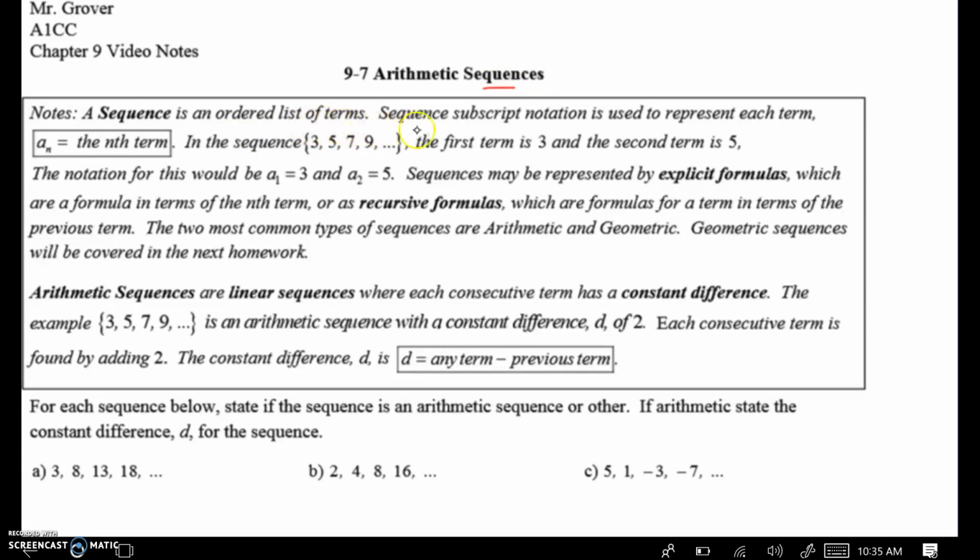It's an ordered list of terms that follows a pattern. And we use this a sub n notation. That's how you say it. It's not "a of n," it's "a sub n." And we use that to represent the nth term.